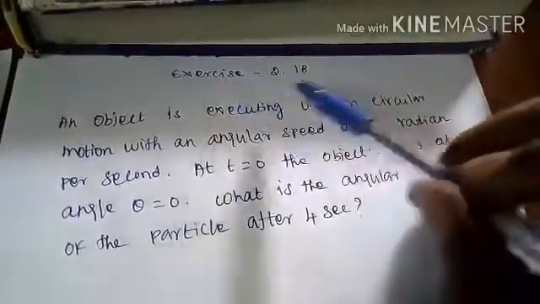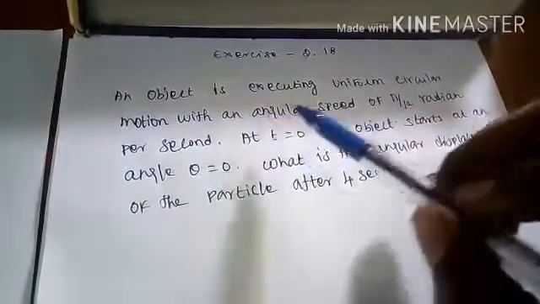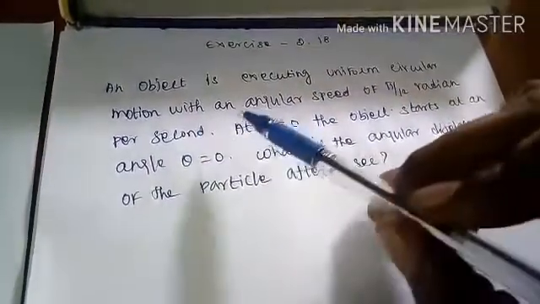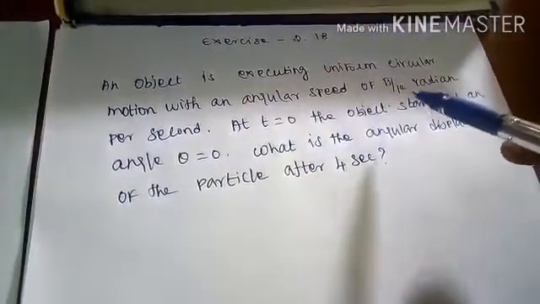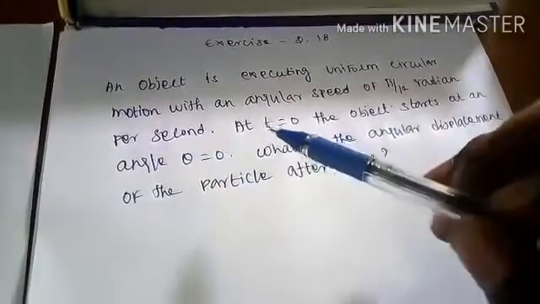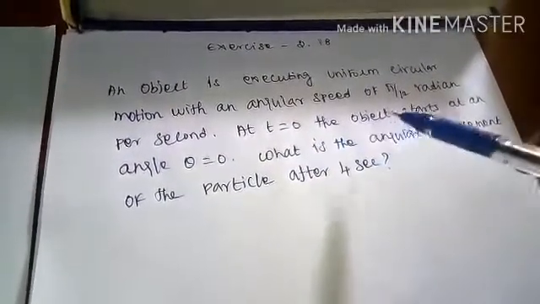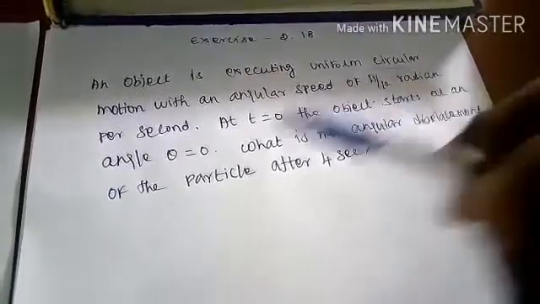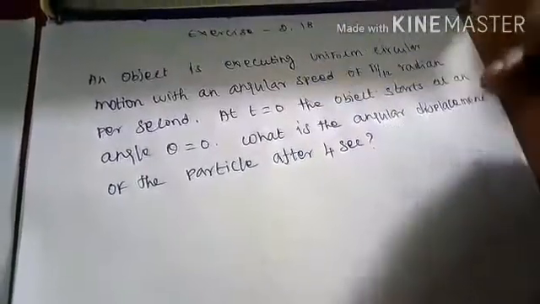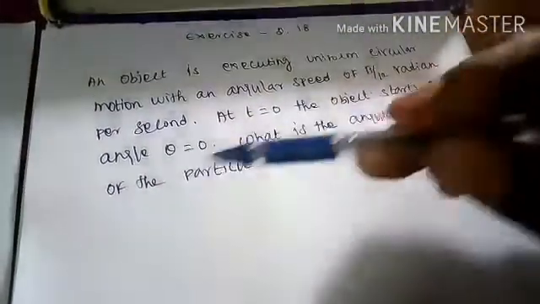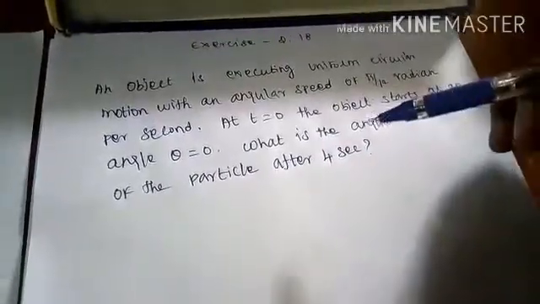Next one is exercise 2.18. In our question, an object is executing uniform circular motion with an angular speed of pi by 12 radian per second. At t equal to 0, the object starts at angle theta equal to 0. What is the angular displacement of the particle after 4 seconds?